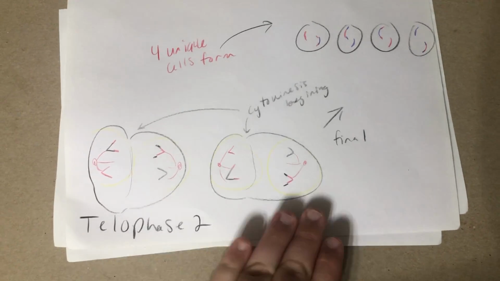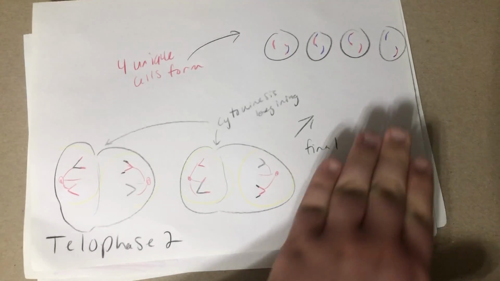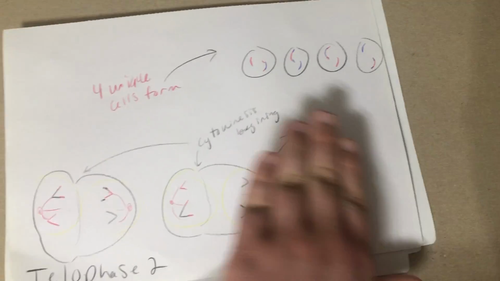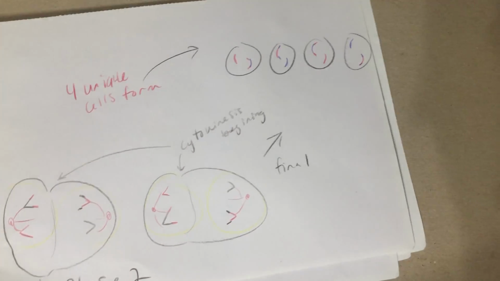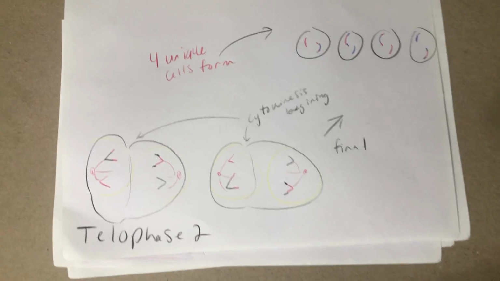Now in the process of cytokinesis, which follows telophase, at the very end we form four uniquely new cells, which are going to look different from the parents because of that stage called crossing over. So that's the end of mitosis and meiosis.